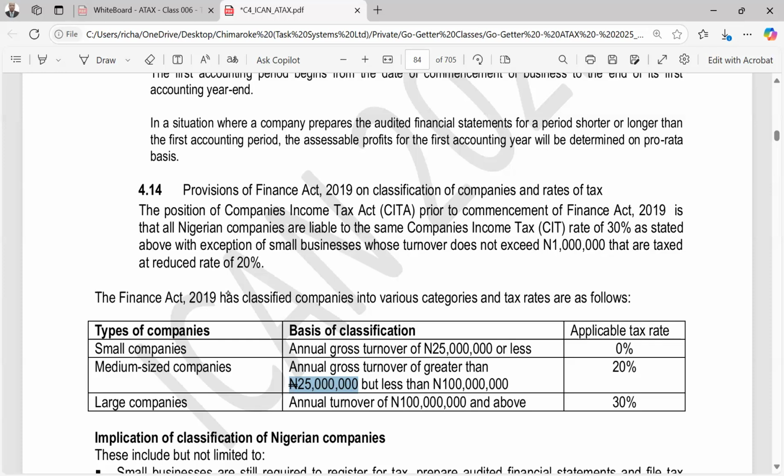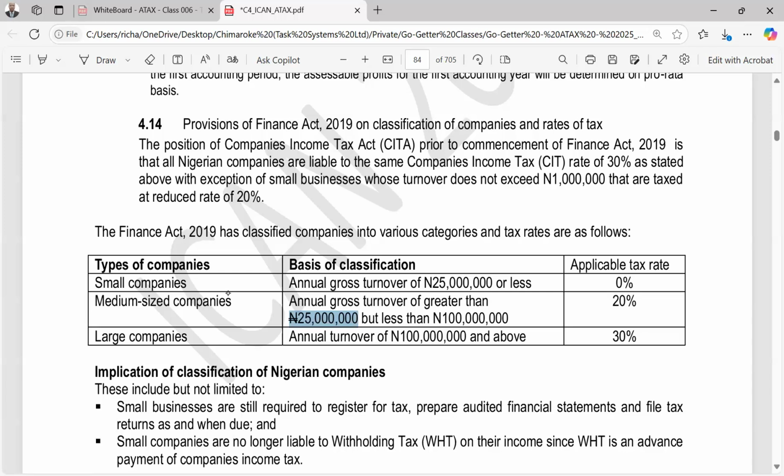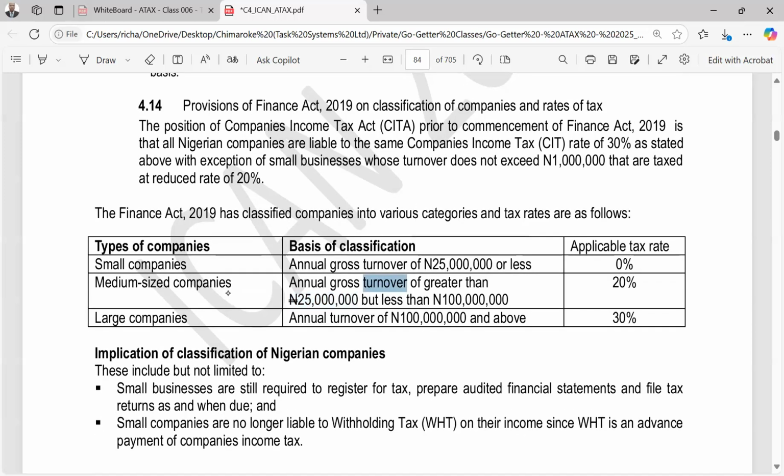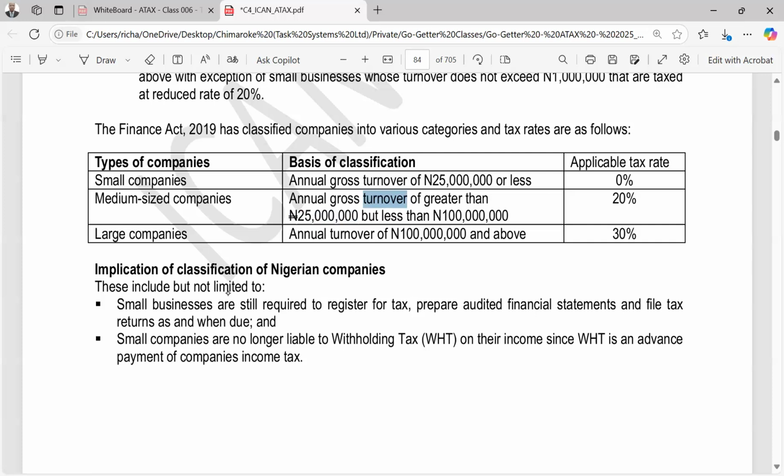Now you see this 20% that we're using to charge small business, they moved it to medium-sized company, which is greater than 25 million, but less than 100 million. Then 30% is for annual turnover of 100 million and above. So you should know this table. This is one very important table, although they will give you the exam, but most of our calculations will be influenced by this table. Now, implication of classification of Nigerian companies.